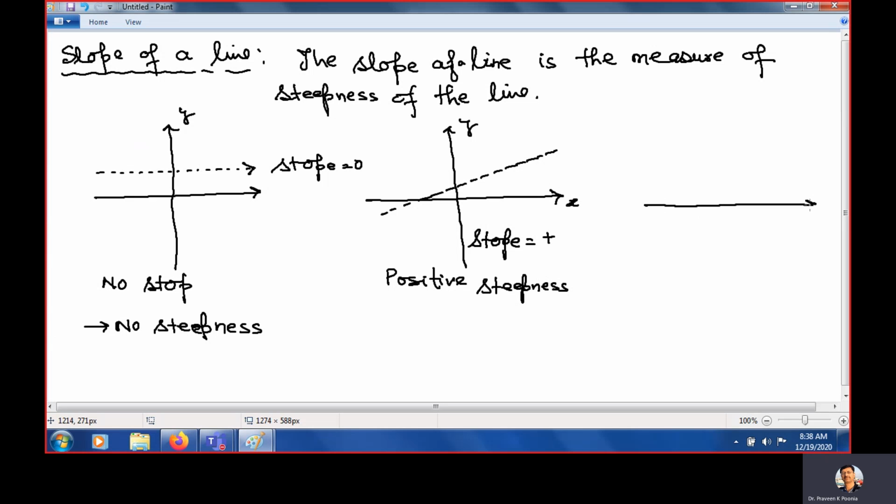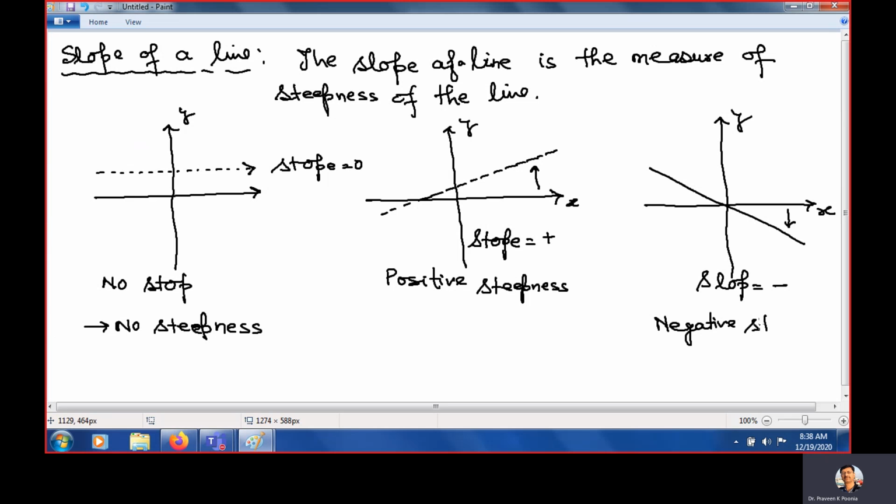And if I take this x-axis and this y-axis, and I make a line like this, you can see here this is downside, whereas the earlier one was upside. So the slope is negative here, negative steepness. Okay, so steepness means how it differs from being parallel to the x-axis.